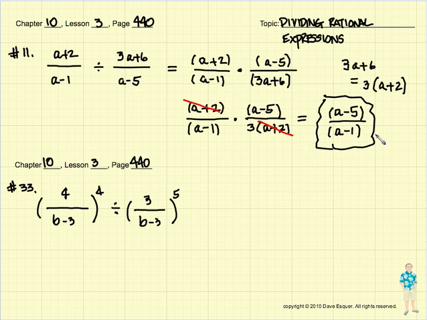Number 11. Number 33 looks a lot more complicated, but actually I think it's a little bit more simple. It turns out to be 4 over b minus 3 to the fourth times, and if we flip this over, we end up with b minus 3 over 3 to the fifth. Remember, we have to invert the second term and change the division into a multiplication.